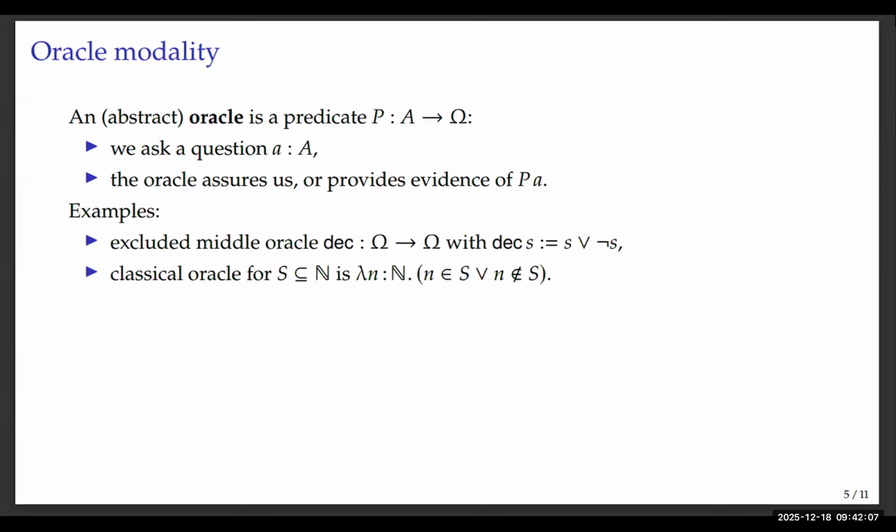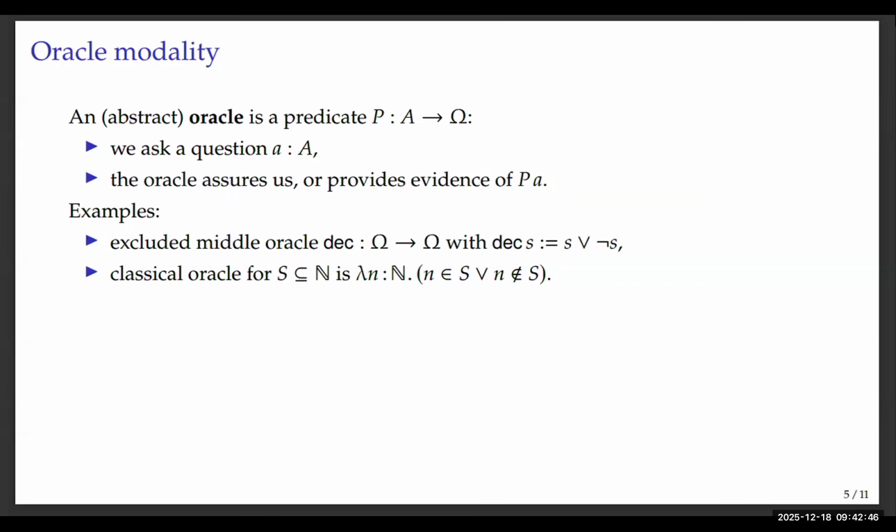So what would a typical example look like? Here are two examples. The excluded middle oracle would be the one that decides propositions. You would ask a question, which is some proposition S. I'm not using P because I already have a P, so I'm using S. So we ask the oracle the question S, and the answer that comes back is S or not S. And then we can act on that. We, for instance, can look at both branches to see which one we're going to take. Okay? So that would be the excluded middle oracle.